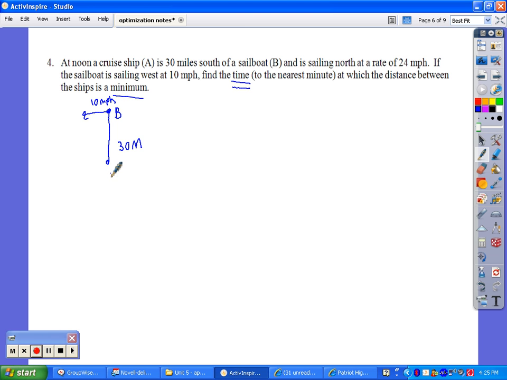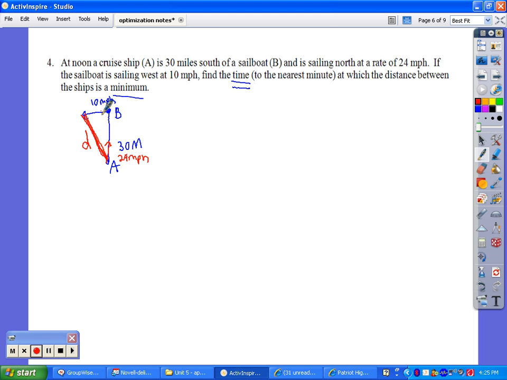And the sailboat A is actually traveling this way at 24 miles per hour. So they're actually decreasing this distance. And we're trying to find the time when the distance is a minimum. So if it's moving this way and that's moving up, the distance between the two ships is going to be this distance. Okay, so that's our D that we're trying to minimize. And we want to find the time.